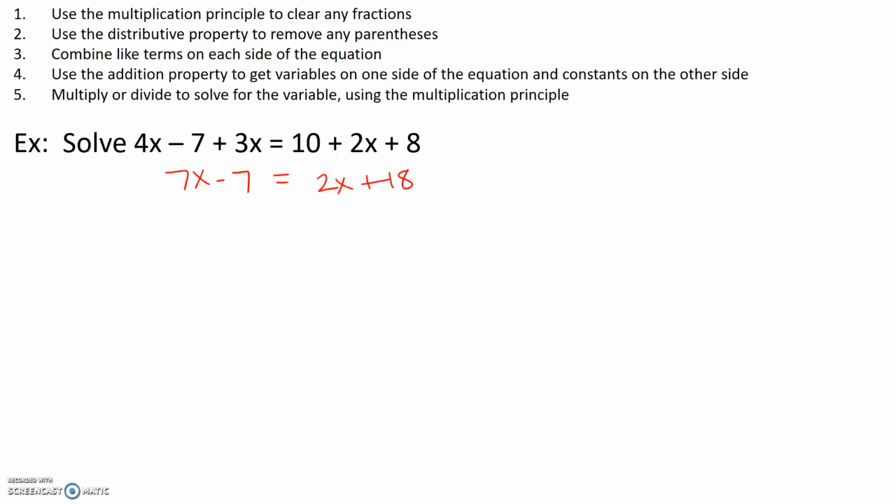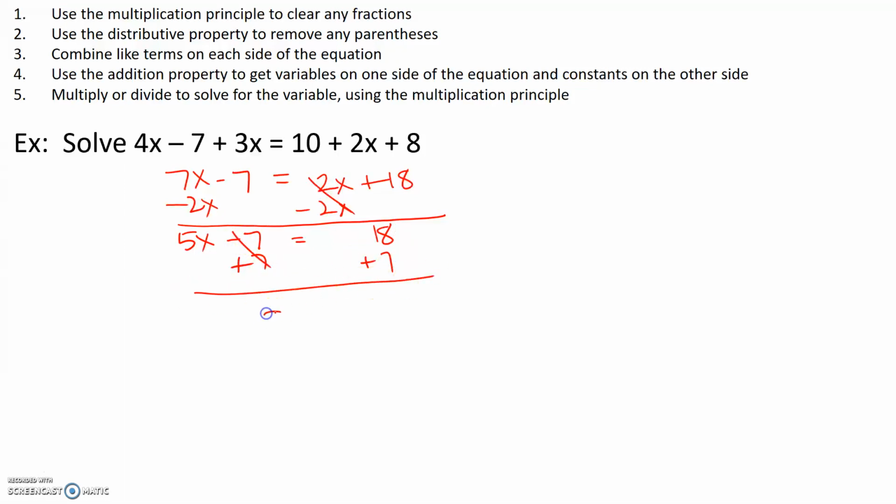Okay, next step. After we combine like terms, use the addition property to get variables on one side of the equation and constants on the other side. So let's subtract 2x from each side. That will bring the variables to the left side. We get 5x minus 7 equals 18. Now let's add 7 to each side. This will give us 5x equals 25. Since x is being multiplied by 5, we would divide both sides by 5. And our solution is x equals 5.